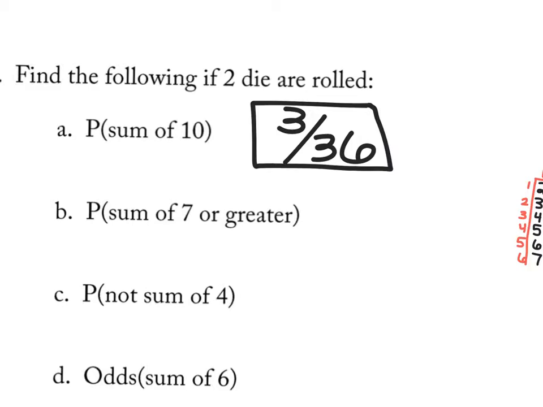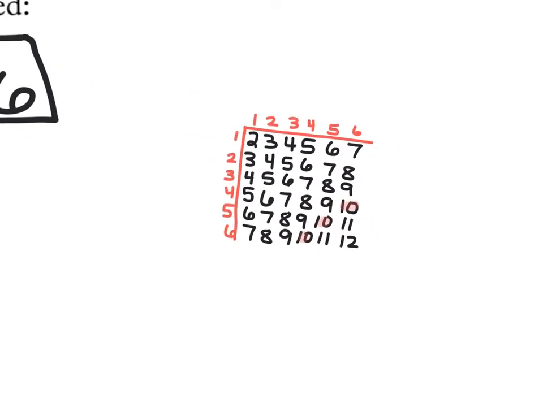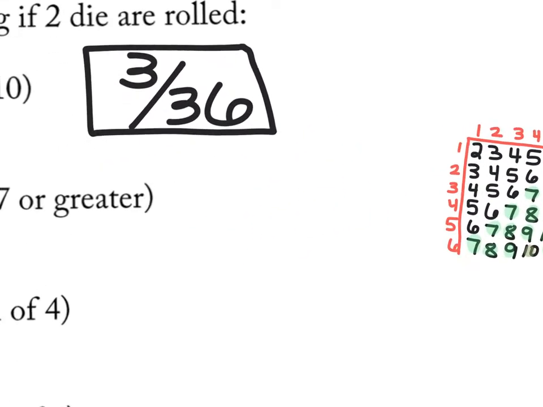The next one is the probability of a sum of 7 or greater. Okay, so sum of 7 or greater. Let's just count it up. 1, 2, 3, 4, 5, 6, 7, 8, 9, 10, 11, 12, 13, 14, 15, 16, 17, 18, 19, 20, 21. 21 out of 36.